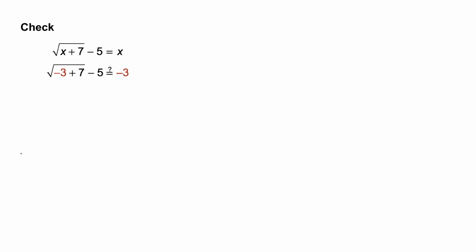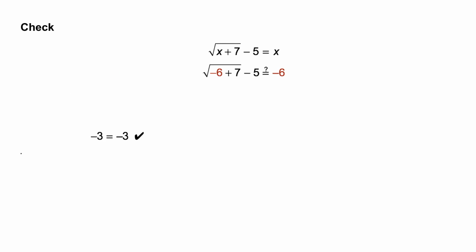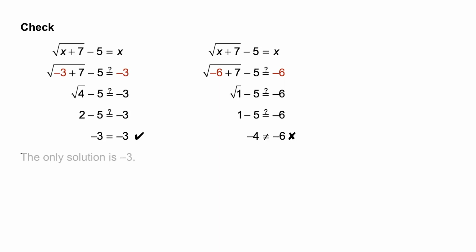We're checking to see, does the square root of negative 3 plus 7 minus 5 equal negative 3? As we simplify, we find that yes, it does. Negative 3 equals negative 3. So we'll check negative 6. After substituting negative 6 in place of x, both on the left and the right of the equal sign, and simplifying, we find negative 4 equals negative 6, and that's not true. So negative 6 is an extraneous solution of the equation, and the only solution is negative 3.